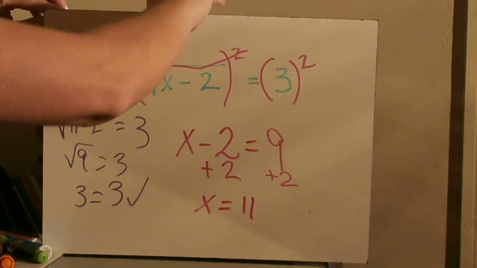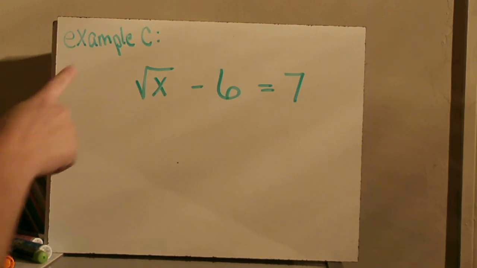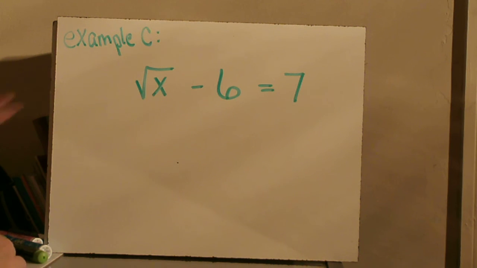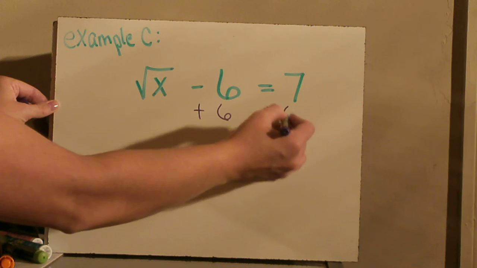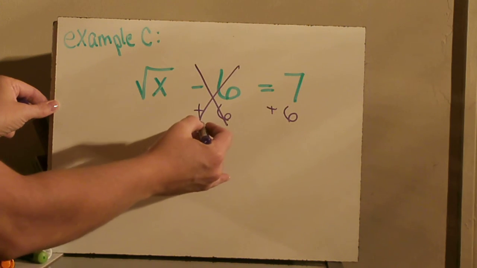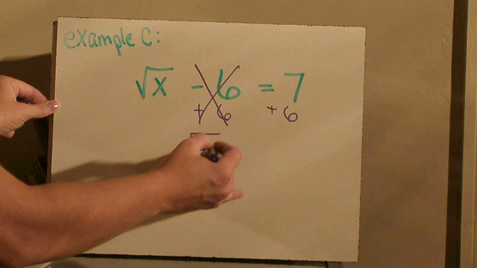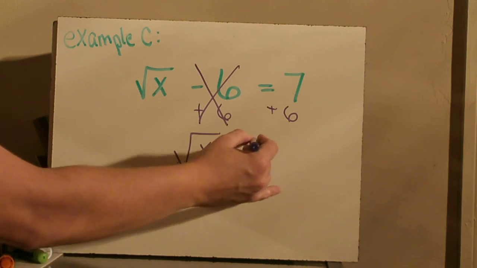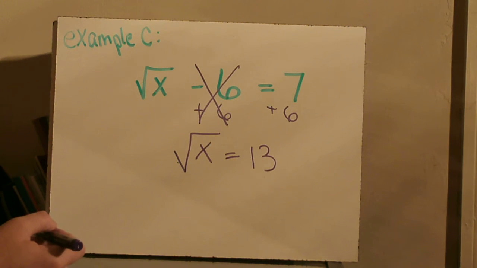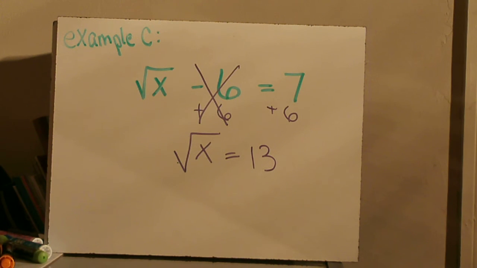Our next example, all right, the square root of x minus 6 equals 7. So now only the x is in the square root. Again, going back to the very simplest directions of solving equations, we want to isolate our square root. So we need to add 6 to both sides, okay? This is going to undo this, leaving us with just the square root of x equals 13.